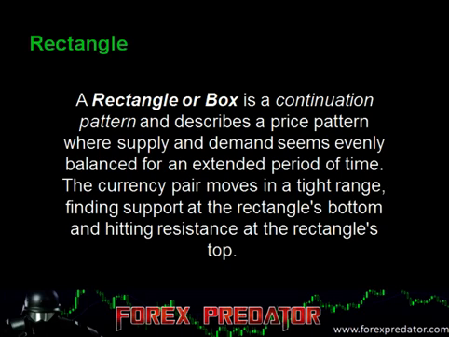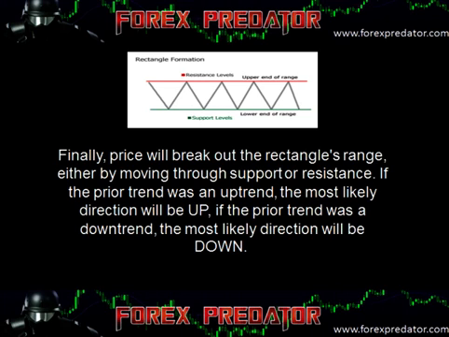The rectangle or box is a continuation pattern that describes a price pattern where supply and demand seems evenly balanced for an extended period of time. The currency pair moves in a tight range, finding support at the rectangle's bottom and hitting resistance at the rectangle's top. This is basically what it looks like.